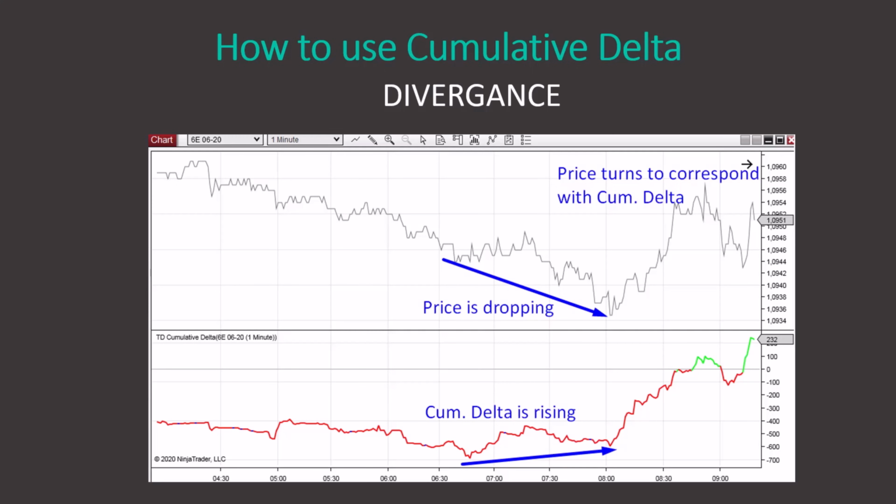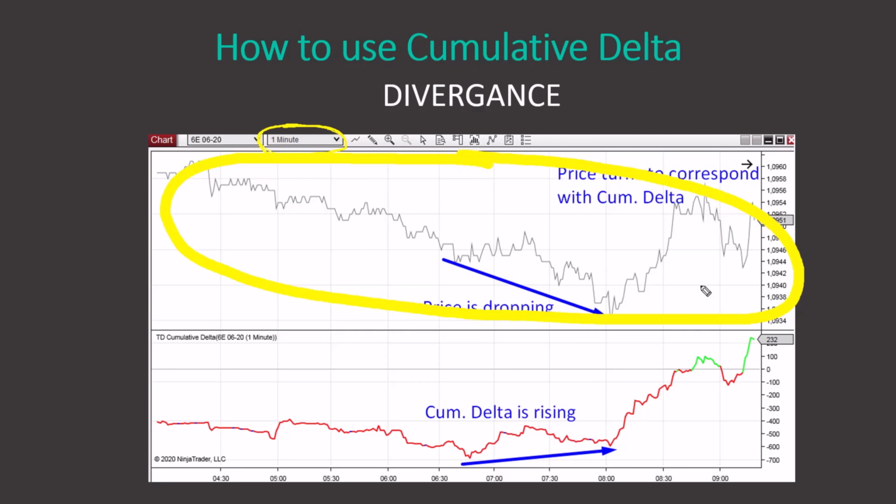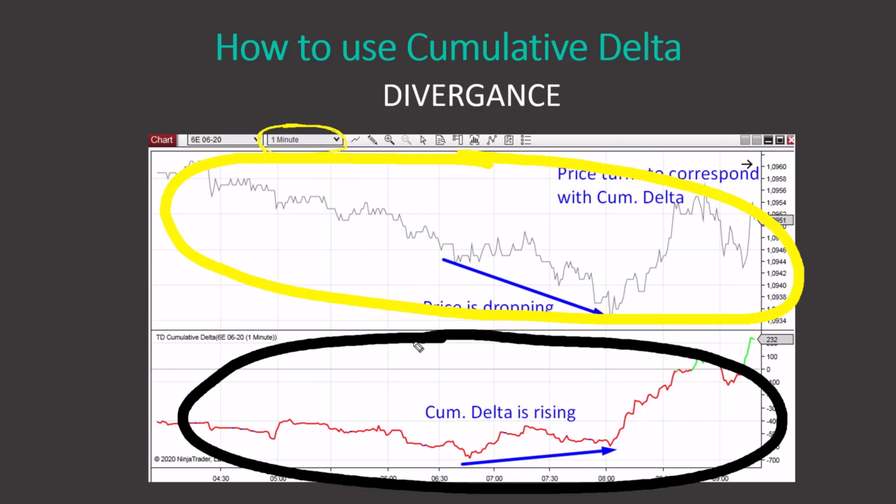Now, what I recommend doing is using a 1 minute chart. So this is the 1 minute price chart right here, and below it, the 1 minute cumulative delta chart. All right, 1 minute in here. So it's really detailed, and this way you can spot the divergences really nicely.